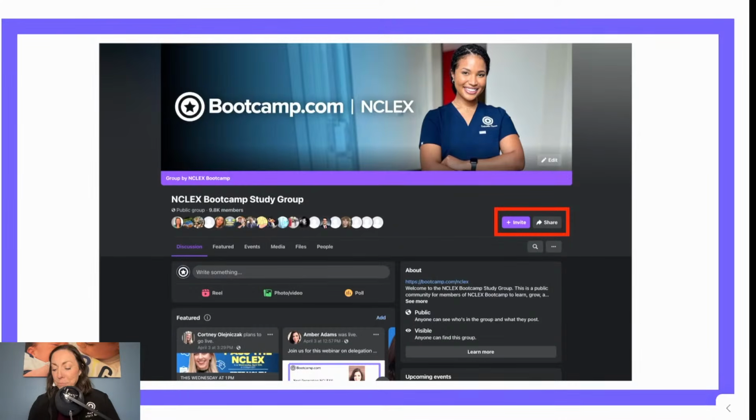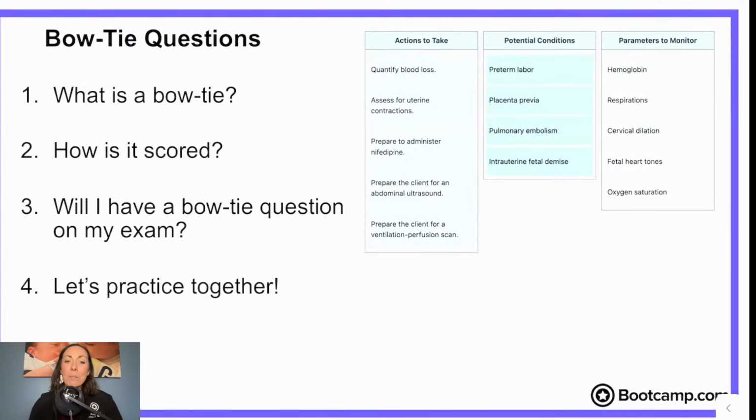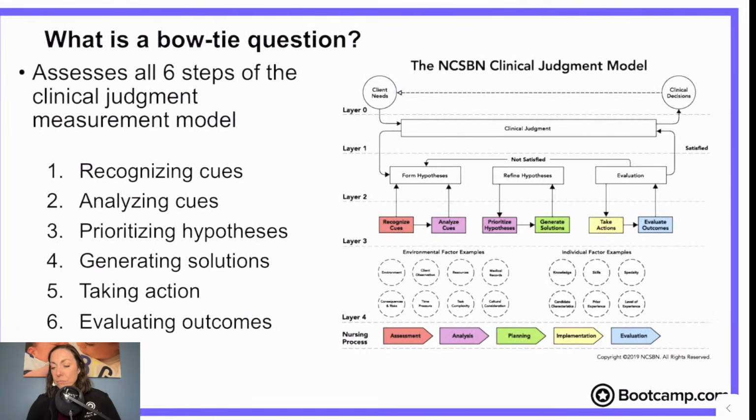All right, so let's get started on this Bowtie webinar. We are going to be talking about what a Bowtie question is. We're going to talk about how it's scored. Everyone, of course, wants to know what are the chances they're going to see one of these on their NCLEX exam. So we'll talk about that, and then we're going to practice one together. And hopefully I'll give you guys some tips to get through that.